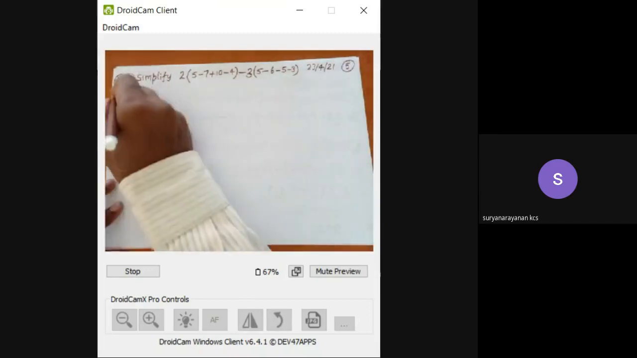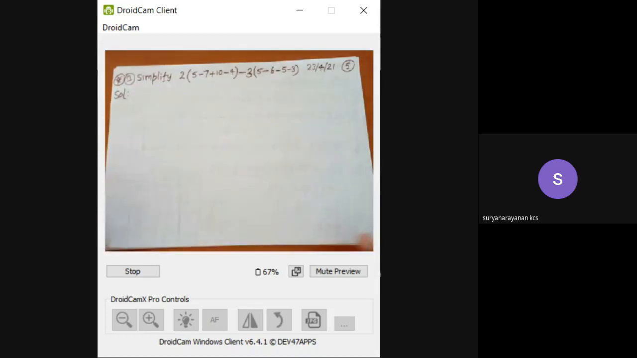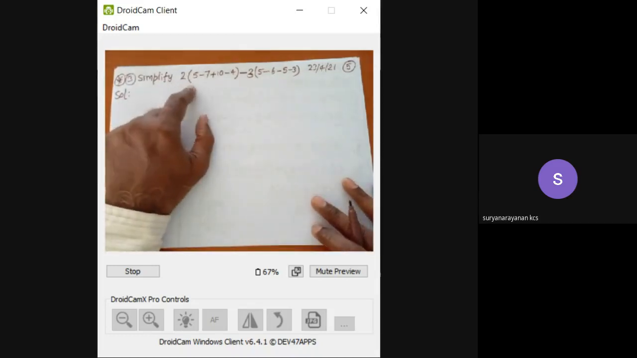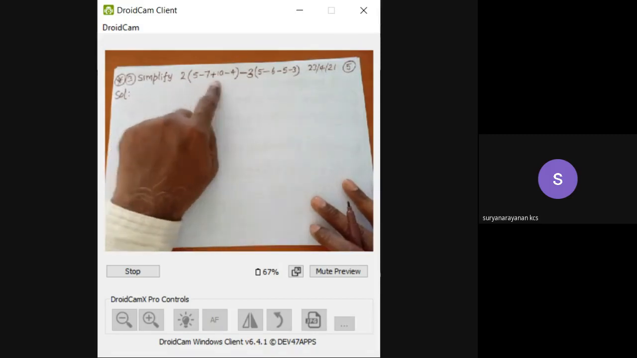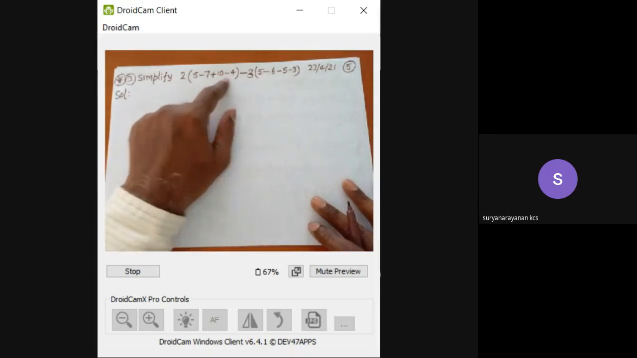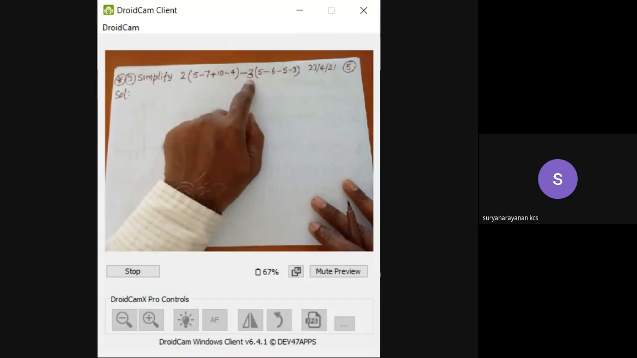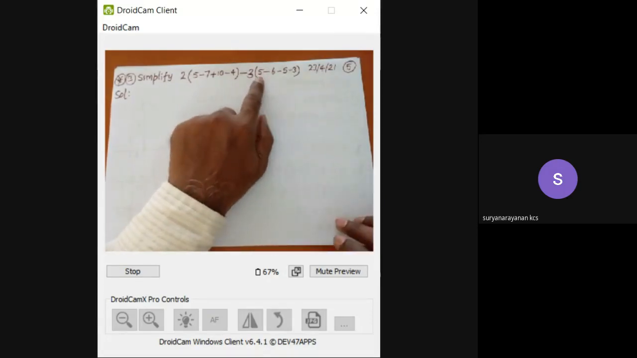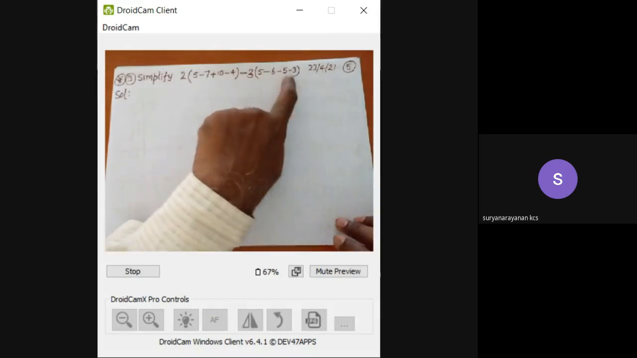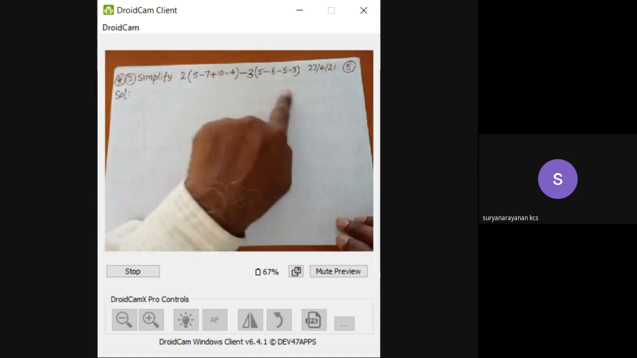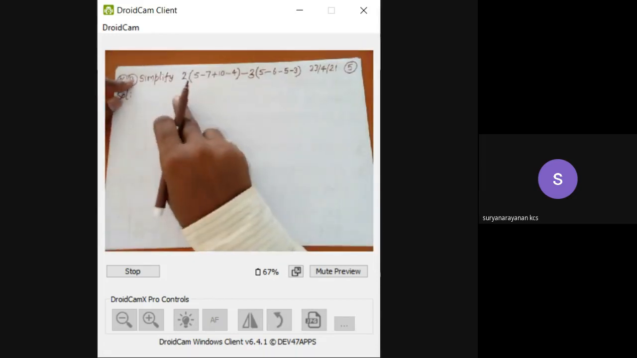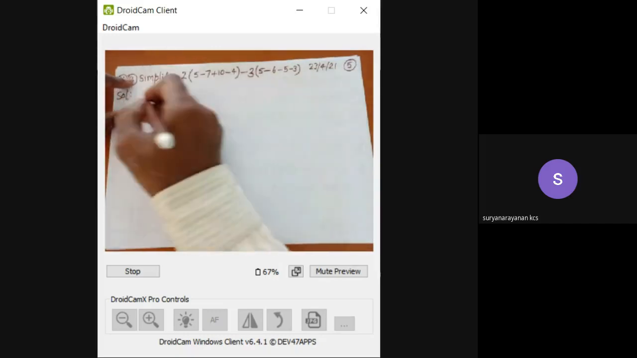See this question, my dear children. Simplify 2 into 5 minus 7 plus 10 minus 4 minus 3 into 5 minus 6 minus 5 minus 3. We have to simplify this mathematical expression. Okay, first let us write the given mathematical expression.